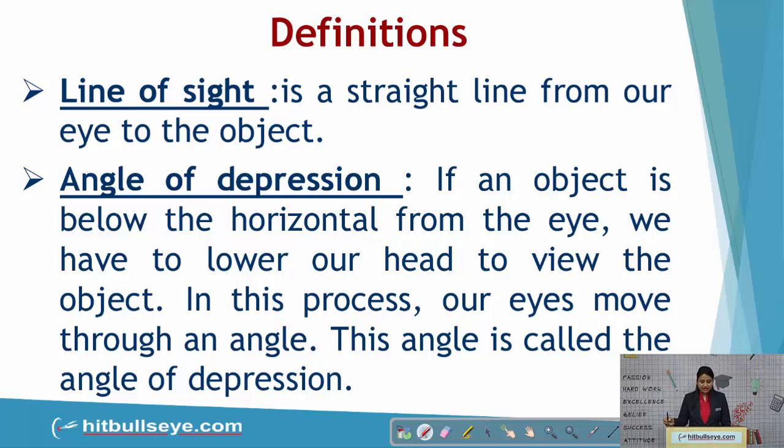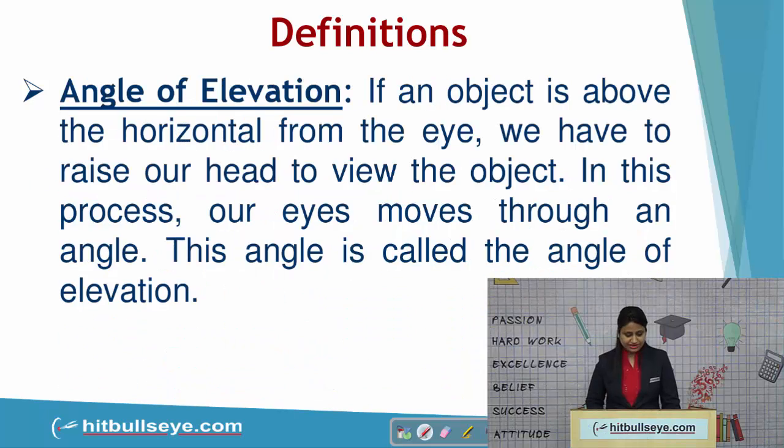Simple. Angle of depression. If an object is below the horizontal from the eye, we have to lower our head to view the object. In this process, our eyes move through an angle. This angle is called the angle of depression. Similarly, angle of elevation. If an object is above the horizontal from the eye, we have to raise our head to view the object. In this process, our eyes move through an angle. This angle is called the angle of elevation.